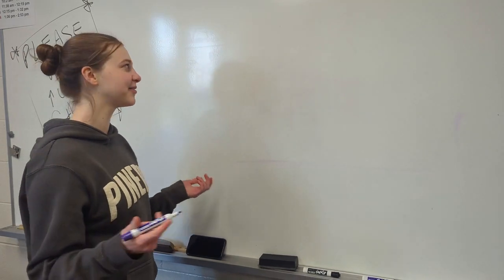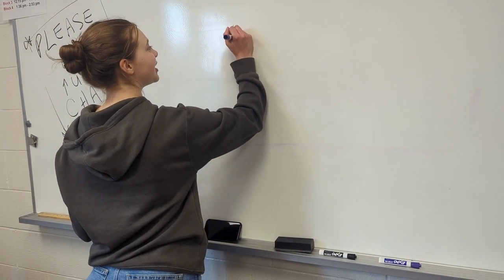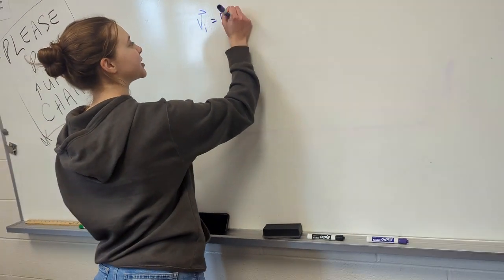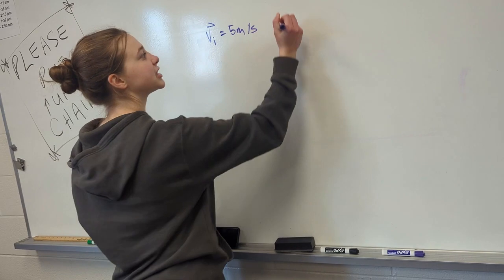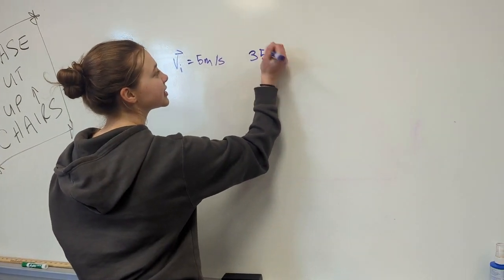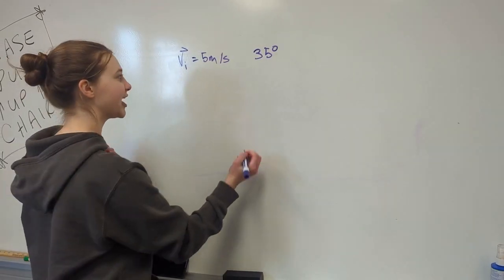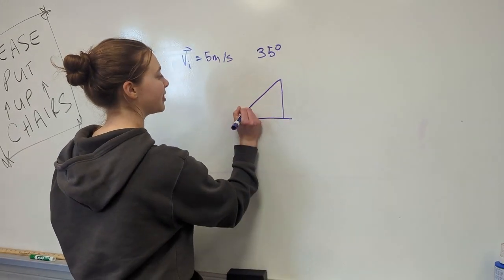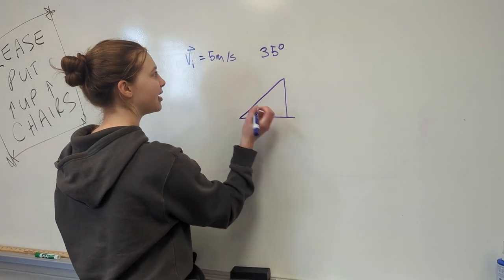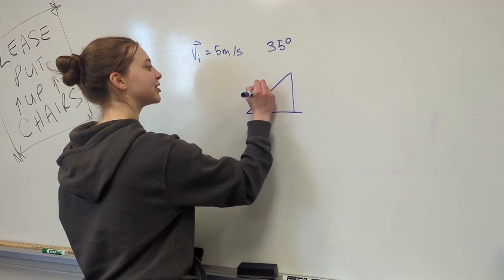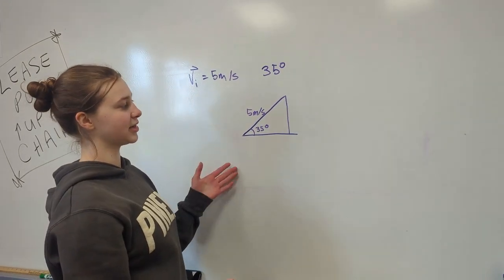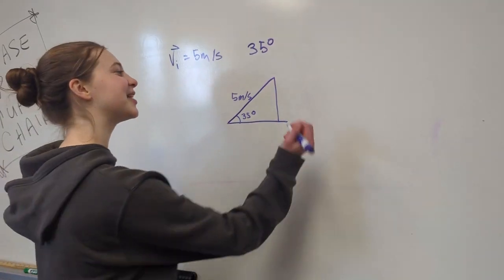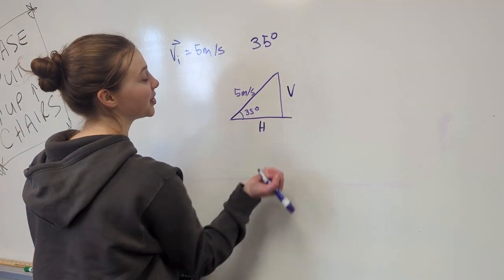Alright, let's see what we have. We know that the initial velocity that the ball was launched from is 5 meters per second. We know that the ball was launched from an angle of 35 degrees. So using these, we can draw a triangle. This is 35 degrees, and this is 5 meters per second. Using these, we can break it down into vertical and horizontal components.